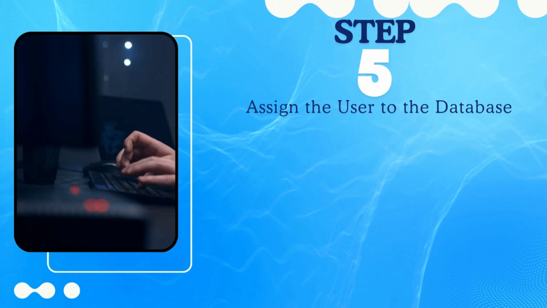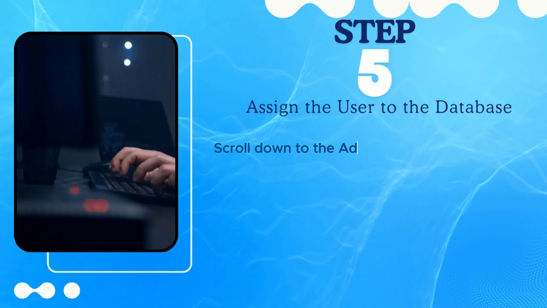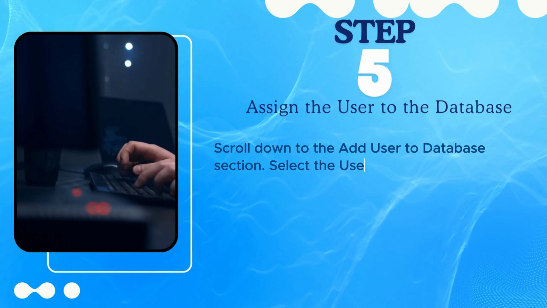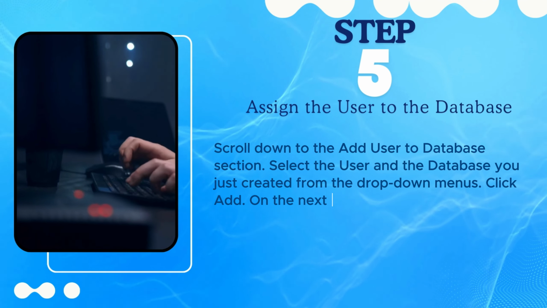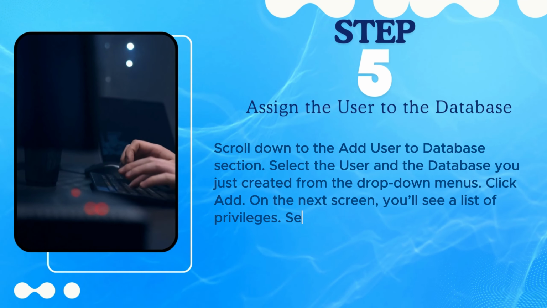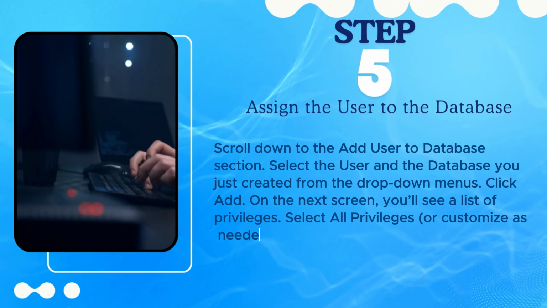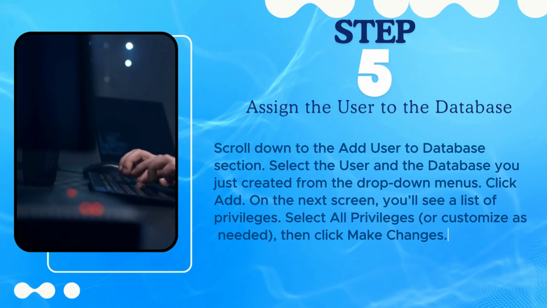Step 5. Assign the user to the database. Scroll down to the Add User to Database section. Select the user and the database you just created from the drop-down menus. Click Add. On the next screen, you will see a list of privileges. Select all privileges or customize as needed. Then click Make Changes.